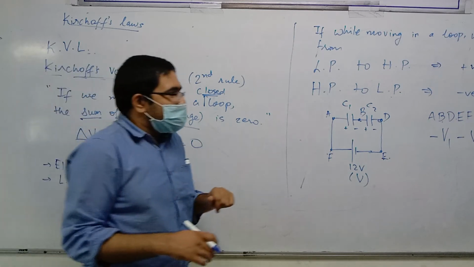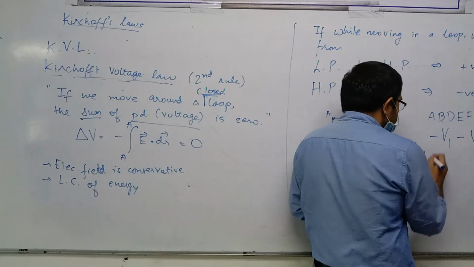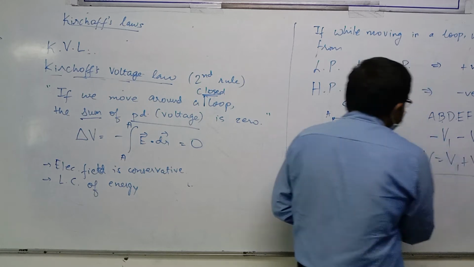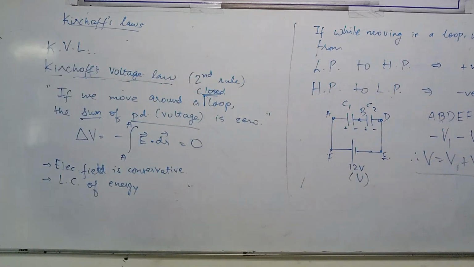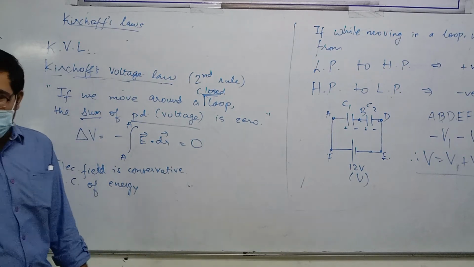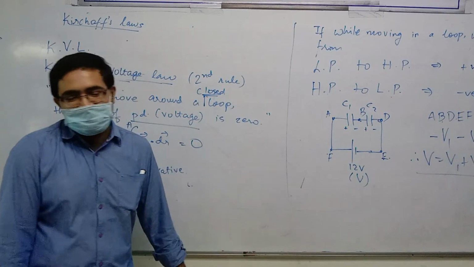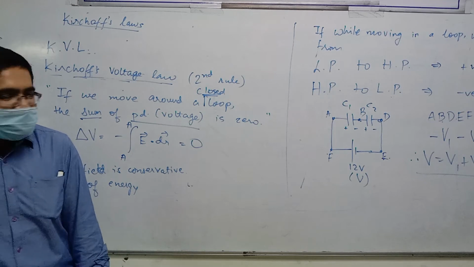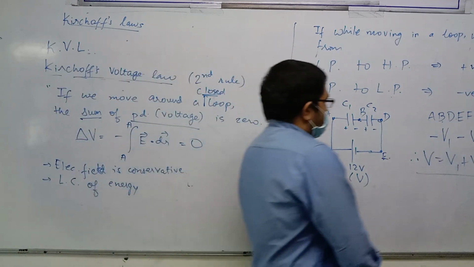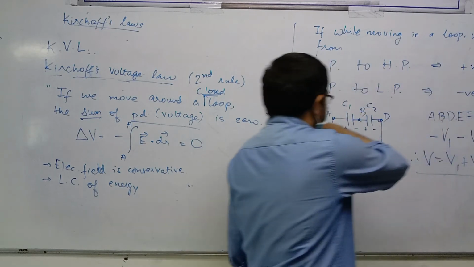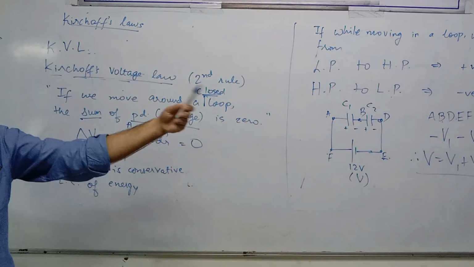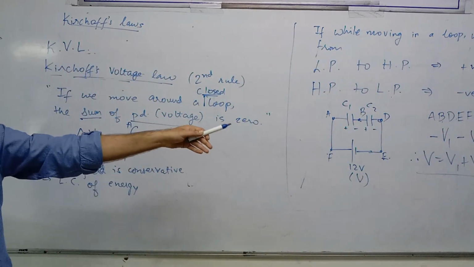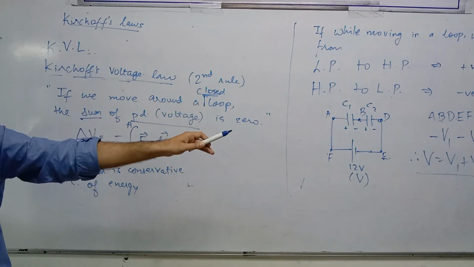What is this? Is that clear? V equals V1 plus V2. Clear or not? Yes. Sure. This is the same thing. Got that? Absolutely clear? Right. Understood how to use the second rule to make an equation? Clear? Fine.